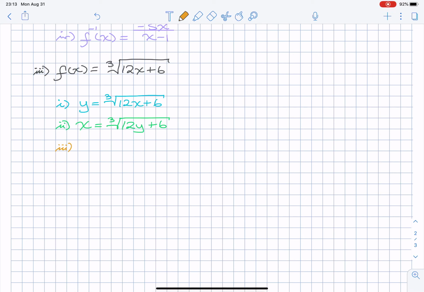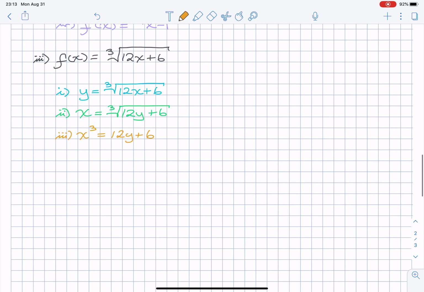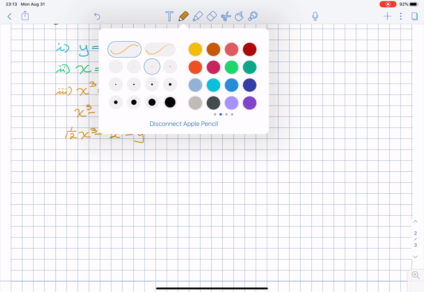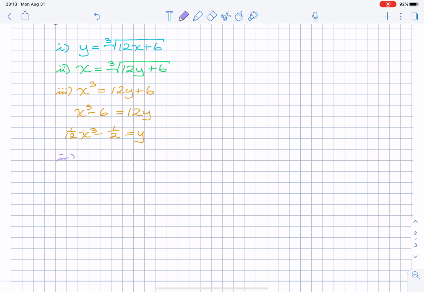So the first thing I'm going to do is cube both sides. So if I cube the left-hand side, it becomes x cubed. On the right, I undo the cube root. So now let's subtract 6. And finally, let's divide by 12. So I get 1/12 x cubed minus 1/2 is equal to y. Then I can replace that y with f inverse of x. And there we are. 1/12 x cubed minus 1/2.